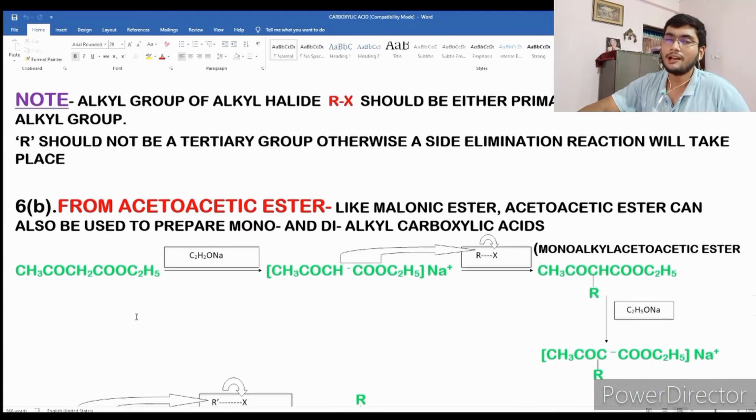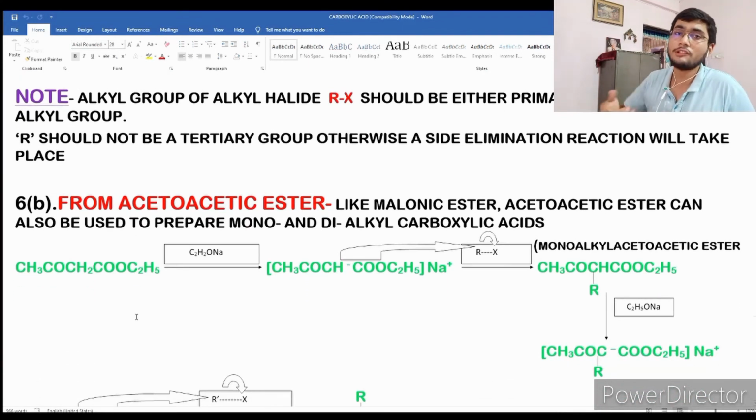Now let us see another active methylene compound from which we can prepare carboxylic acid, that is acetoacetic ester. Now you might see the name is quite big, but it is a very simple compound. Let me show you in the reaction that it is an acetoacetic ester. How is it an acetoacetic ester? You see, the first two carbons are a CH3CO. So this group is an aceto group. The next two carbons are a CH2COO. So it is an acetic group, right? So this is aceto, this is acetic, and because an OR is attached to it, it is an ester.